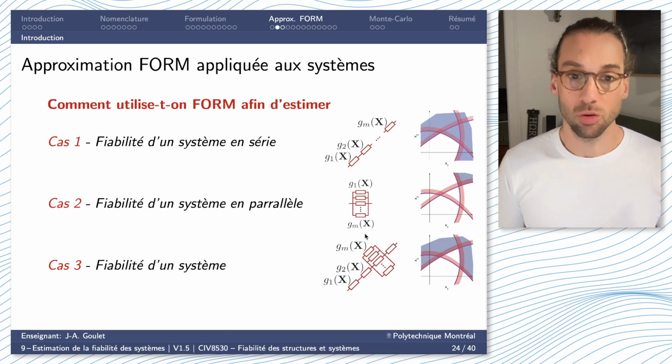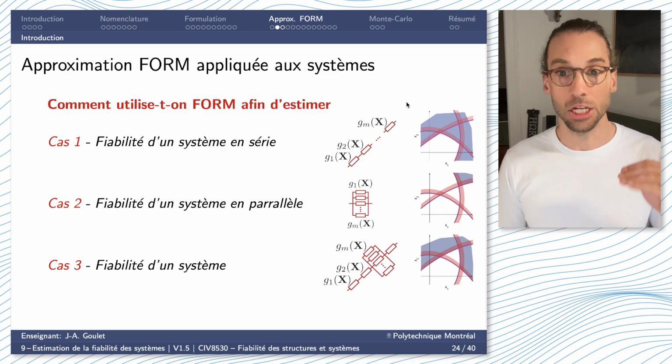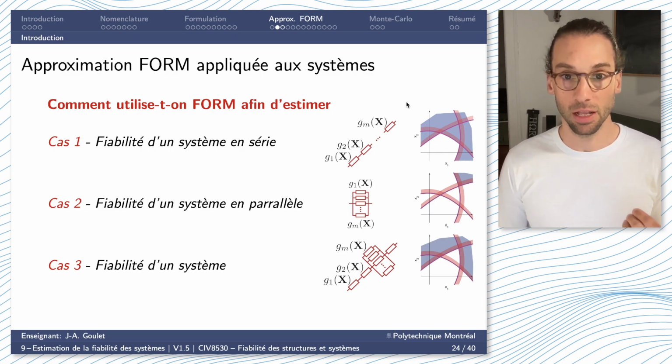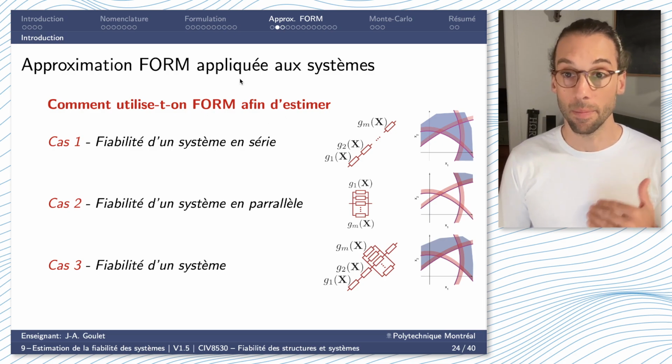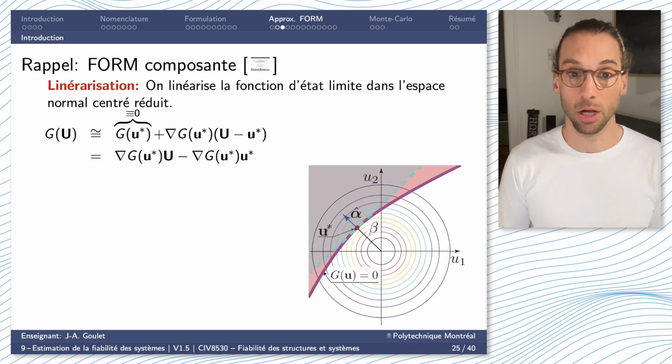So again, we have 3 cases: a series system, which is like a chain where if any link in the chain fails, the system fails. Then we can have a second case where we have everything in parallel, and a combination of both. And we're going to see how we can evaluate any of those types of configuration using a form method, the same thing we saw in module 6.